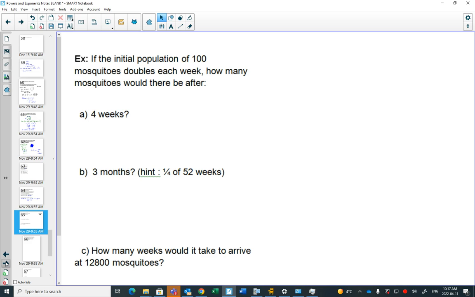So how many would there be after 3 months? Well, you can't actually know what month it is. Well, that's true. So we'll just say on average, 3 months is a quarter of the year. There are 52 weeks in a year. If you do 52 divided by 4, this would be after 13 weeks.